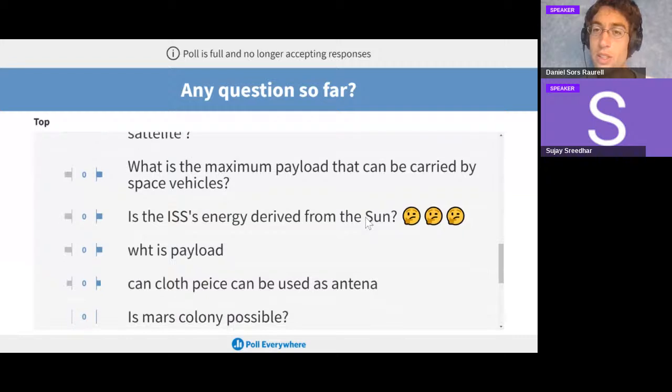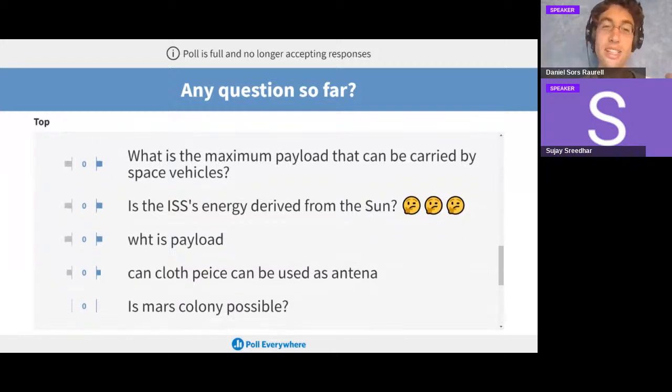What's the maximum payload that can be carried by space vehicles? That depends on the size of the vehicles. As mentioned, there are car-sized vehicles, such as some of the Sentinel satellites from the Copernicus program, and some others are much smaller. These CubeSats can weigh a few kilograms, as I mentioned.